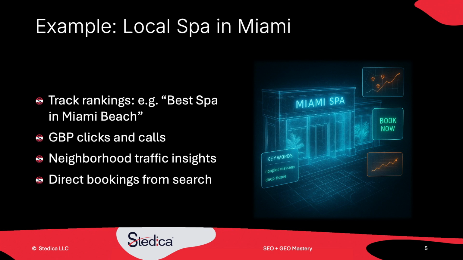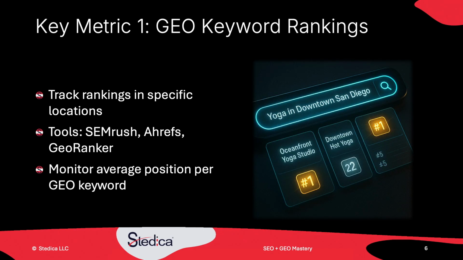The key metrics you need to track. There are 5 geo performance metrics you need to focus on. 1. Geo keyword rankings. This is your visibility in specific locations. Use tools like SEMrush, Ahrefs, or GeoRanker, and track phrases such as yoga classes in downtown San Diego or hot yoga in Pacific Beach.